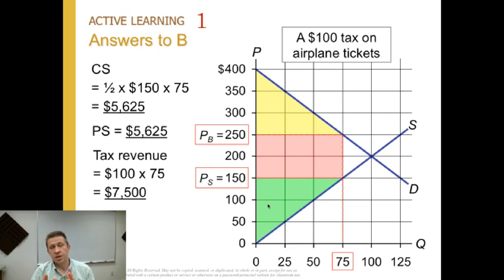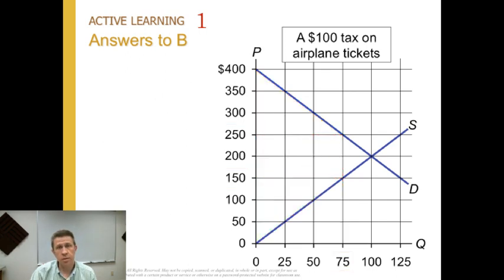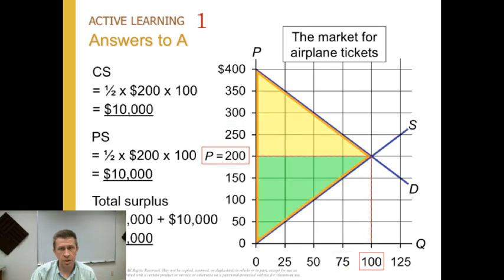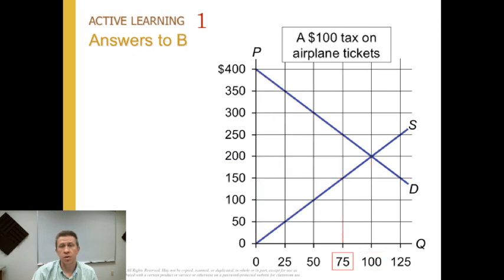We have tax revenue now. Tax revenue: how many units are you selling? How much is the tax? Tax is $100, you're selling 75 units. So tax revenue of $7,500. Well, that gets you to a total surplus of $18,750. But if you recall, from the original analysis, the total surplus was $20,000. Our total surplus has dropped with the tax.